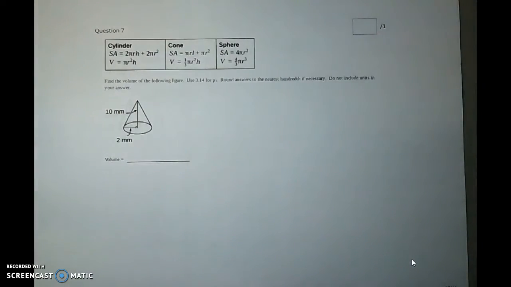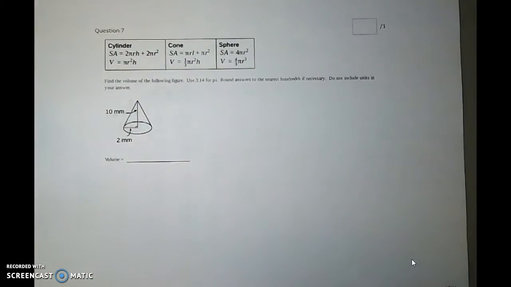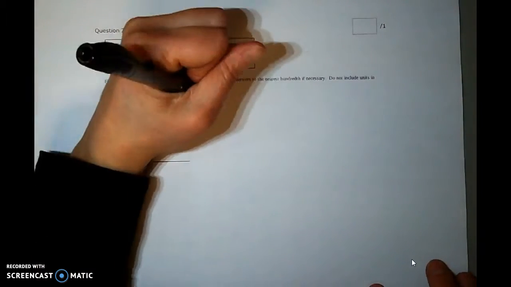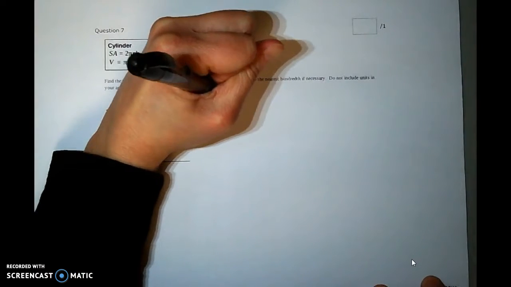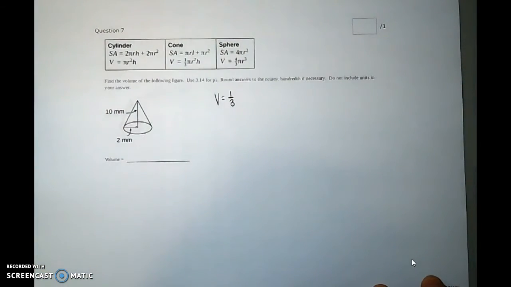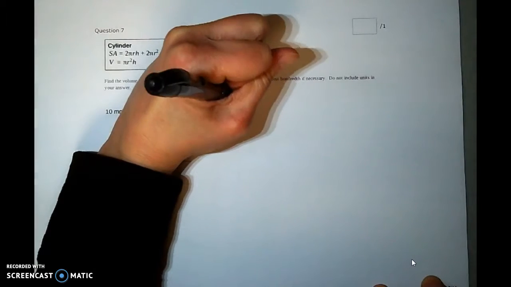Now we're going to move on to finding volume of a cone. So notice it says find the volume of the following figure. I still know that this is a cone. Now volume of a cone is a little bit different than volume of a cylinder. I take 1/3 pi r squared h.